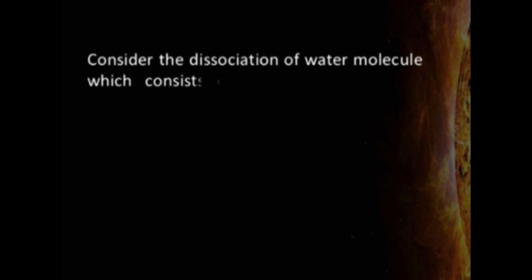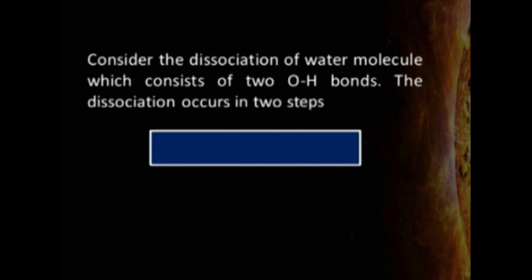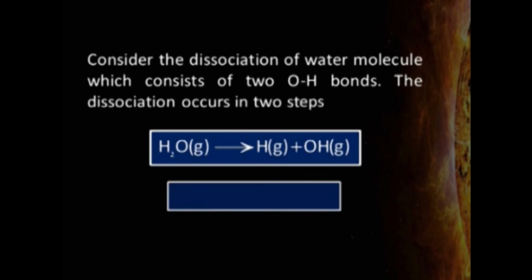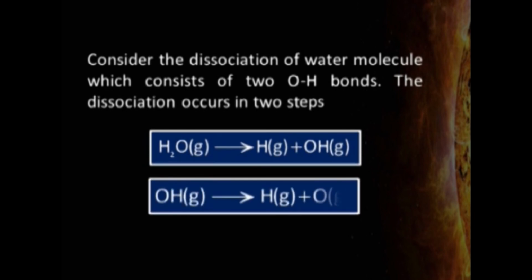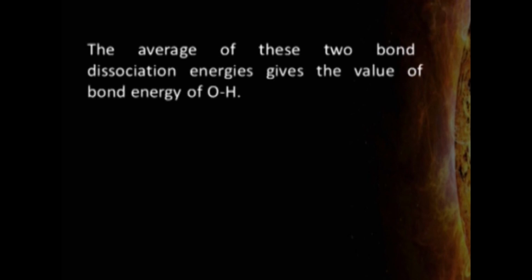When a molecule contains more than one bond of the similar type, then the average bond dissociation energy is equal to the bond energy. Consider the dissociation of water molecule, which consists of two OH bonds. The dissociation occurs in two steps. In first step, H2O will dissociate in gaseous hydrogen atom and gaseous OH. In second step, gaseous OH will dissociate in gaseous hydrogen atom and gaseous oxygen atom. The average of these two bond dissociation energies gives the value of bond energy of OH.